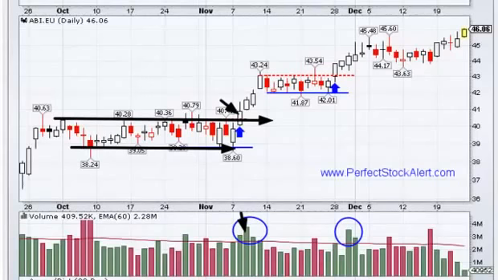Now there's one key element here that will actually get a lot of guys to miss these opportunities, and that is that they will rely too heavily on their oscillators like the slow Stochastic or the Williams %R. So let me show you that right quick.